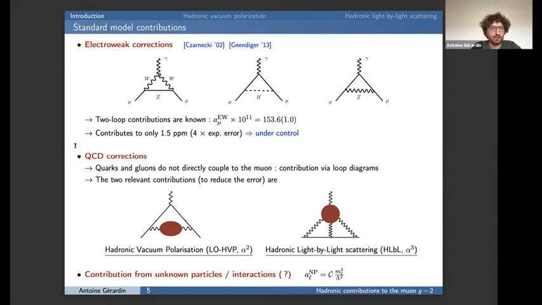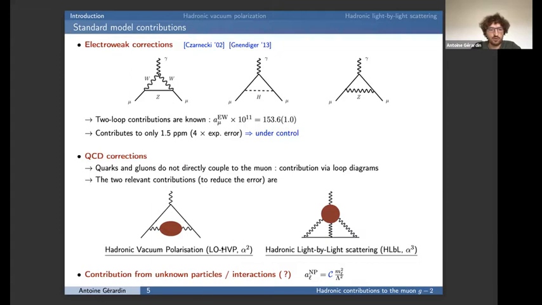And then what is left are QCD corrections. Of course, quarks and gluons do not couple directly to the muon, but QCD will appear via loop diagrams. The two main contributions that we will discuss today are what is called the hadronic vacuum polarization, which enters at the order alpha squared. And here on the right, the hadronic light-by-light scattering, which enters at the order alpha cubed, where these red blobs contain all the non-perturbative information.